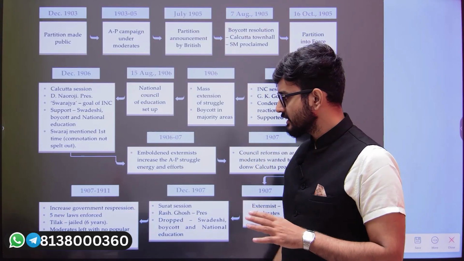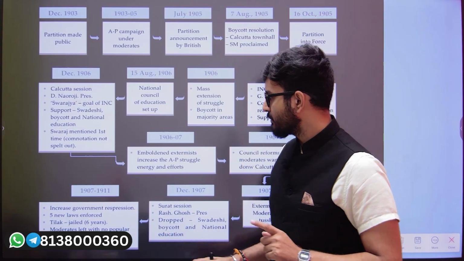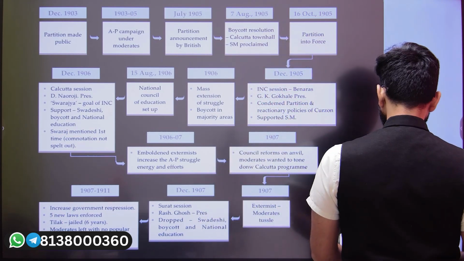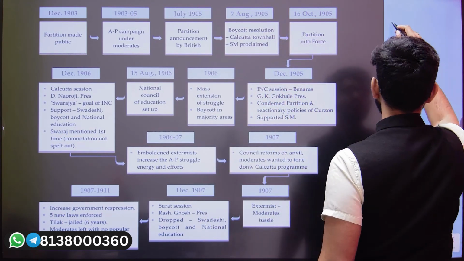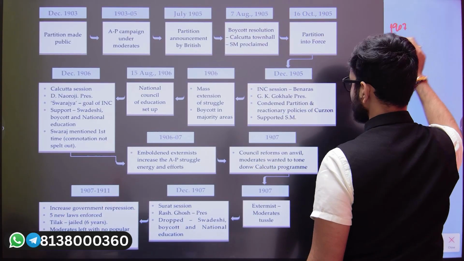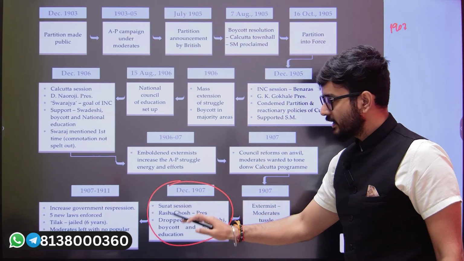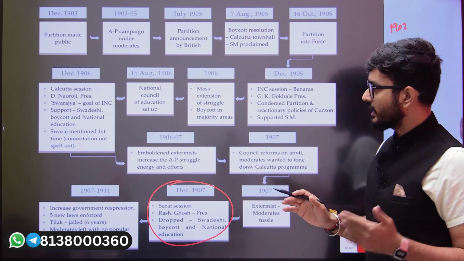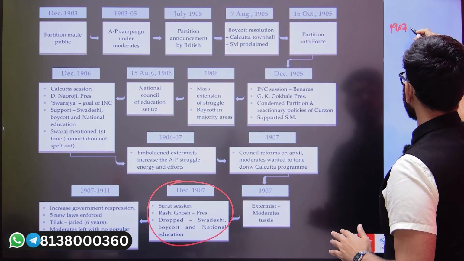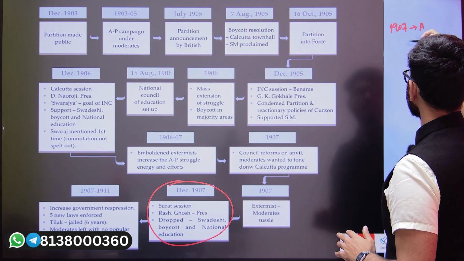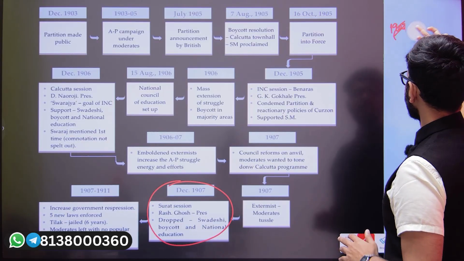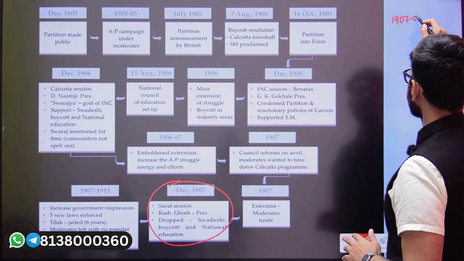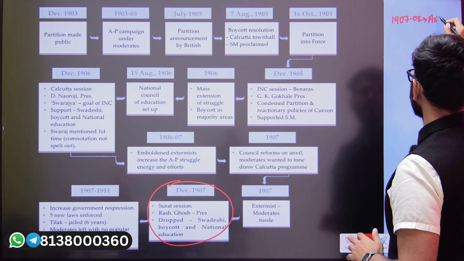Just keep this thing in mind. By the time period of 1907, the Surat split happened, and after the Surat split, the extremists and moderates were divided. At that point of time, the Britishers started arresting after 1907, that is from 1907-1908 onwards, the extremist leaders.